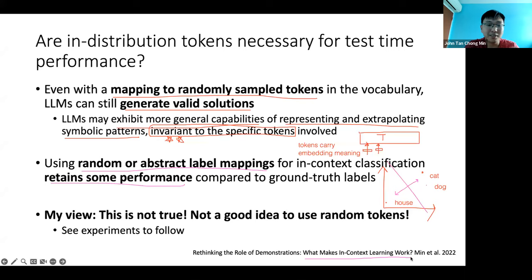But going back to the main point that the authors claim in this paper, they said that using random mappings won't change much and will retain the performance. I don't agree with this. I don't know whether you have played around with it. You just take any sentence that you have and do some in-context learning. For example, maybe A, B, C, D is a yes. So whenever it ends with D, it is a yes.